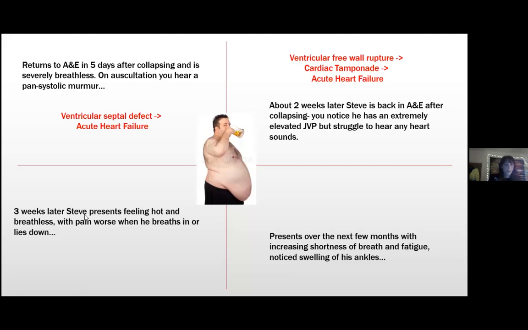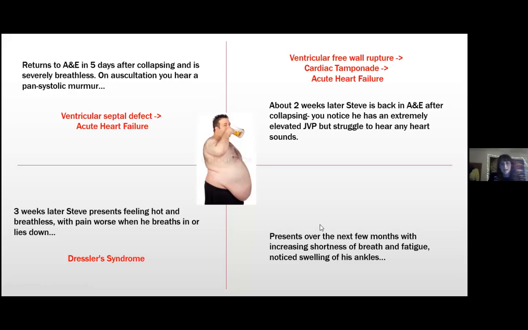This is another one. 3 weeks later, Steve presents feeling hot and breathless, with pain worse when he breathes in or lies down. Yeah, so that's Dressler syndrome, which is a type of pericarditis, which we'll talk a bit more about later. It's autoimmune, and it normally occurs a few weeks after an MI. People aren't quite sure why, but that's normally a couple of weeks later, whereas you can get acute pericarditis just after an MI as well.